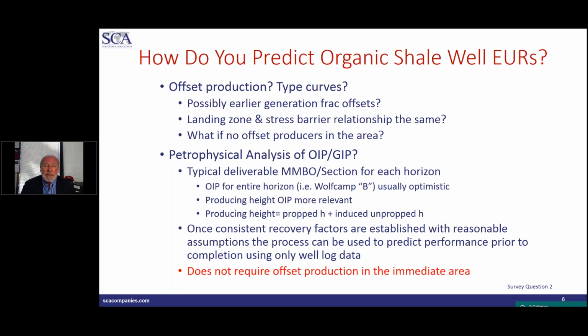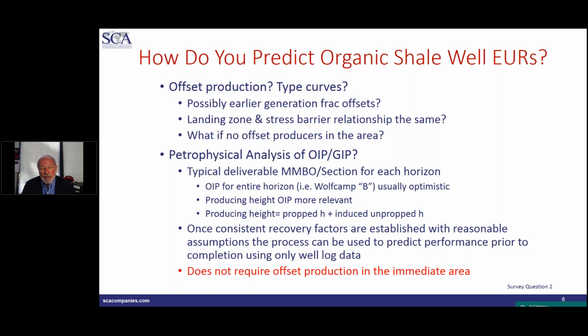The producing height, oil in place, I think is more relevant in that bench OIP, because typically in most areas you don't produce the entire bench, based on our assumptions and our modeling. But what we like to see is producing height of a propped height plus unpropped height. And we'll talk a little bit about how we get the unpropped height, because that's definitely the biggest moving part in this thing as far as that goes.